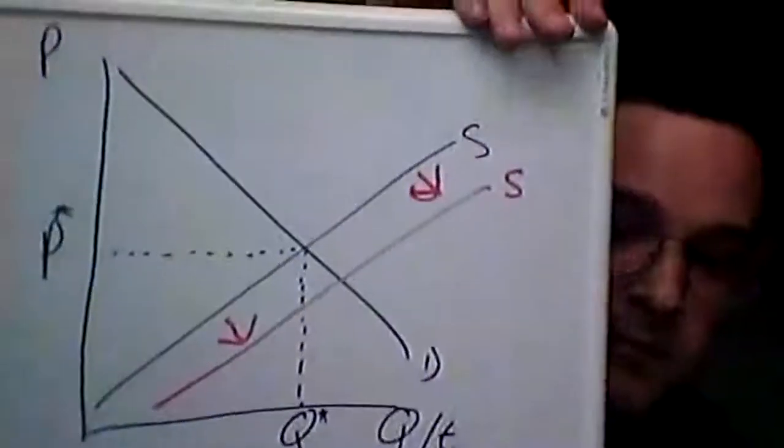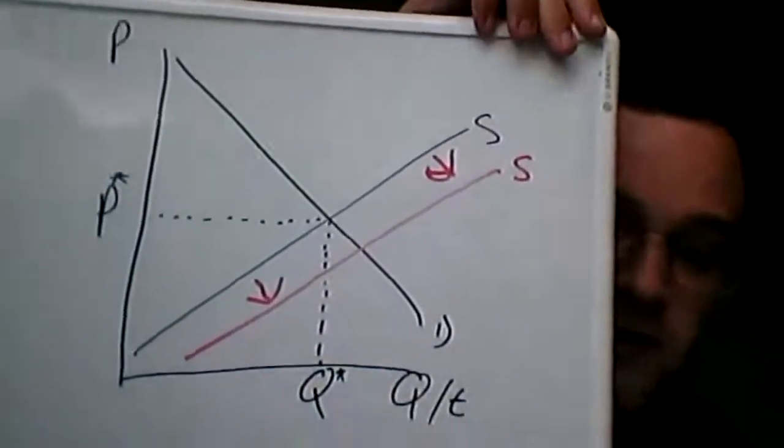For example, a fall in price can be caused by an increase in supply, like this. The new price level has fallen. And equilibrium quantity, and thus quantity supplied and quantity demanded, has increased in the red here.